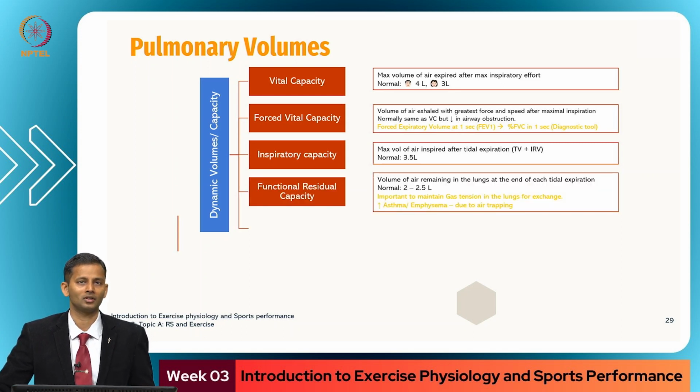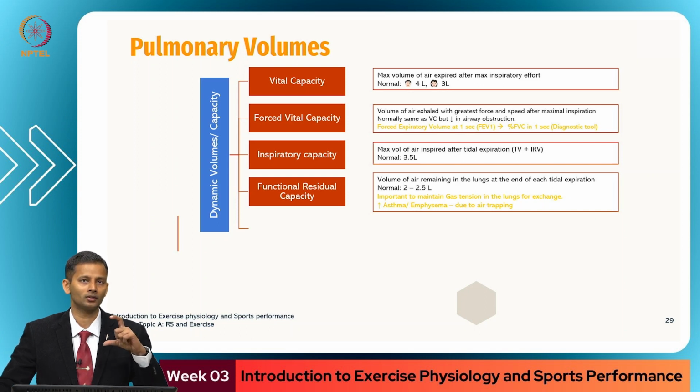Functional residual capacity is the volume of air remaining in the lungs at the end of each tidal expiration. It's not forced expiration, it's tidal expiration. It's quiet expiration. It constitutes about 2 to 2.5 liters. Why is it important? Because even though expiration causes movement of air outside, a certain amount of air is required for the gaseous tension to be maintained so that the exchange happens. So that is why it is very important.